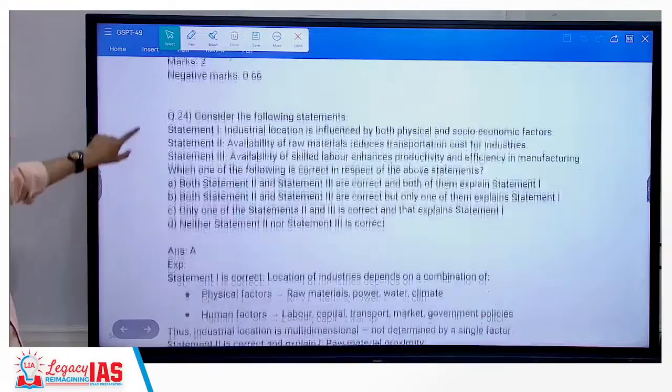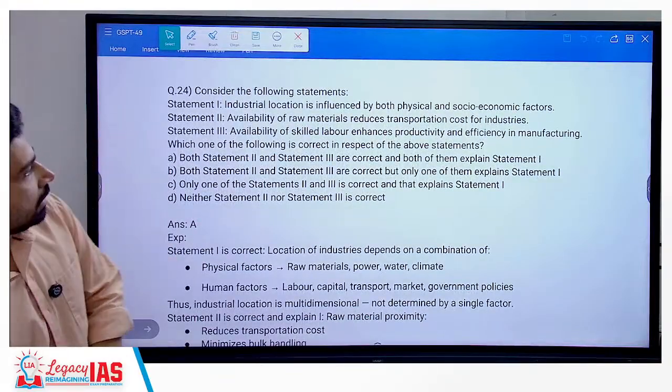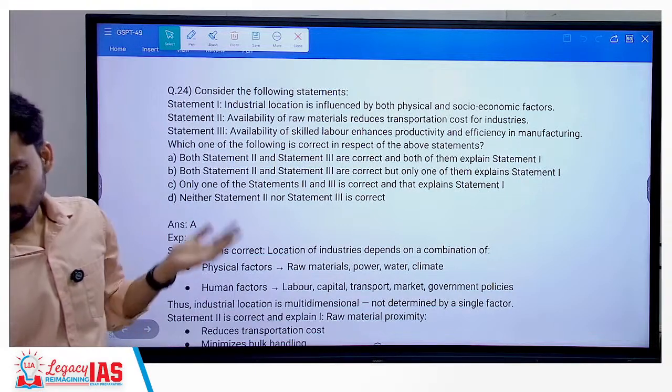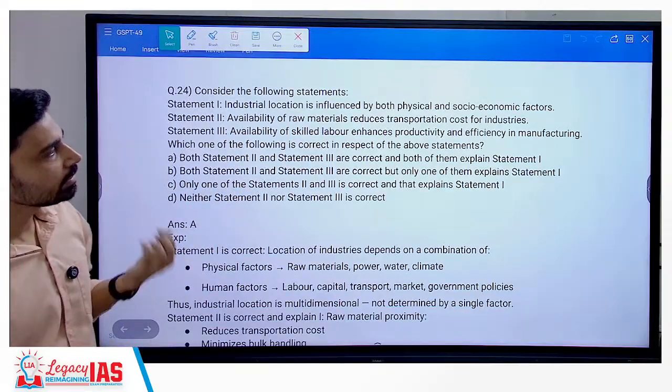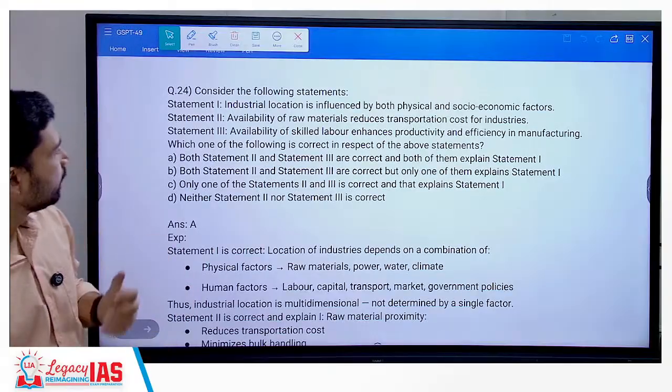Then 24, industrial location is influenced by both physical and socio-economic factor. Right, true. Physical factor means, what can be physical factor? All the geographical factors, power, water, relief and all that. Socio-economic factors means, what you can say, labor availability, government policy and all that.